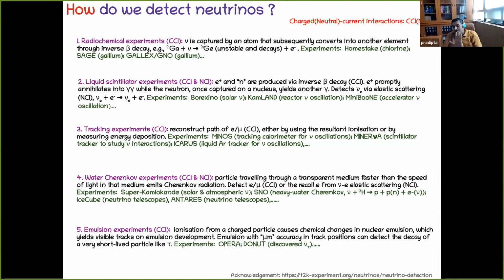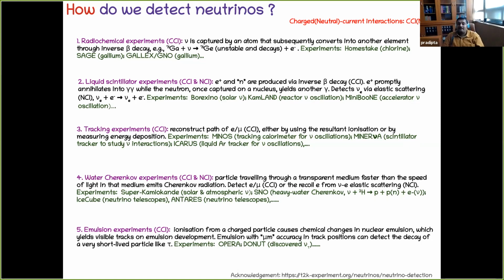And MiniBooNE is very important. For those who plan to study neutrinos or high energy physics in the later stage of their career, there is an anomaly about a fourth flavor of neutrino, known as the MiniBooNE anomaly, but it is beyond the scope of this talk. Then you have the tracking experiments, MINOS and MINERvA, which also use different kinds of detectors, like the scintillator detector or the liquid argon-based detector.